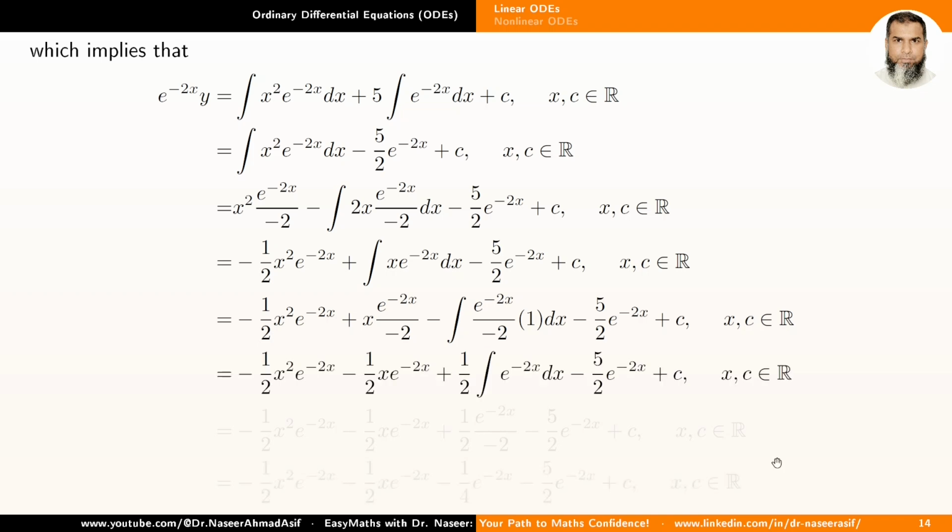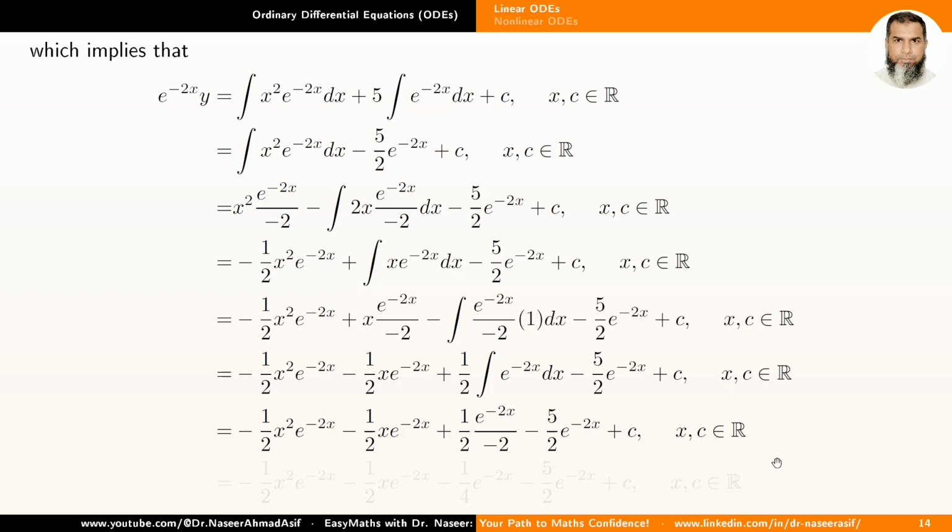So we have -1/2 x² exp(-2x) minus 1/2 x exp(-2x) plus 1/2 the integral of exp(-2x) dx minus 5/2 exp(-2x) plus c, where x belongs to R and c is arbitrary constant. So we have -1/2 x² exp(-2x) minus 1/2 x exp(-2x) plus 1/2 exp(-2x) over -2 minus 5/2 exp(-2x) plus c, where x belongs to R, c is arbitrary constant.